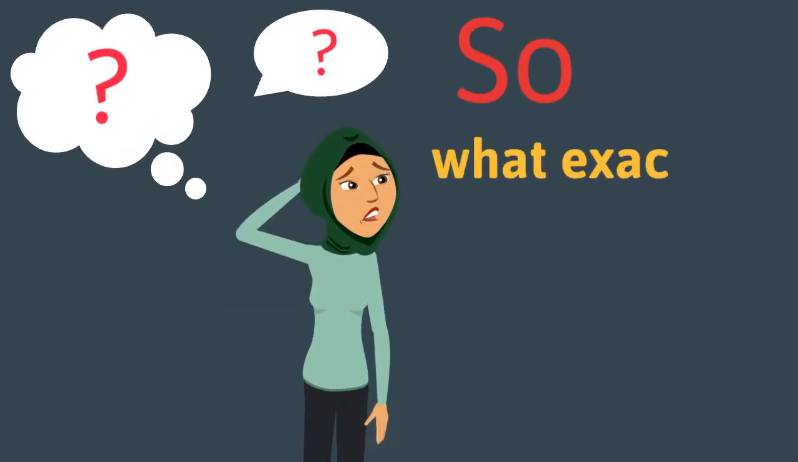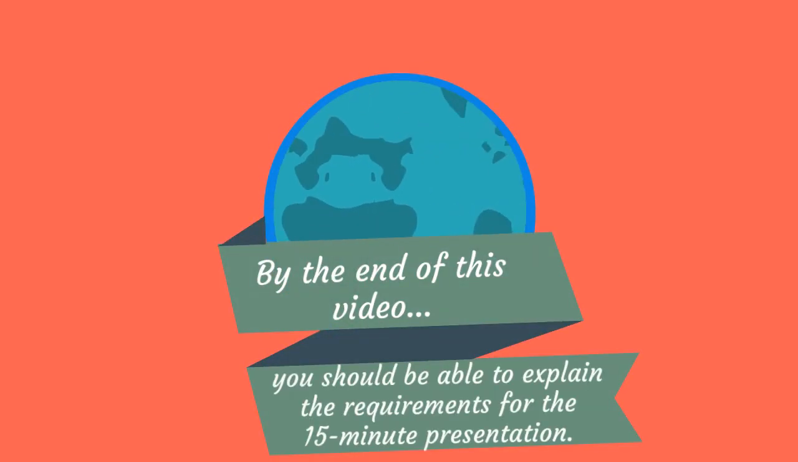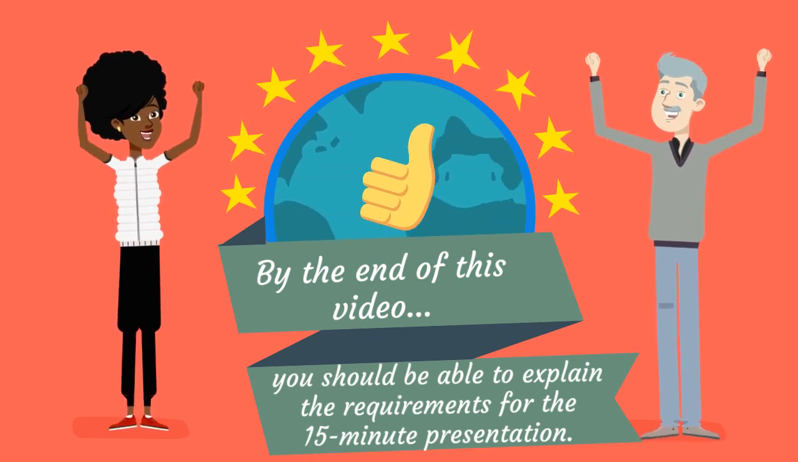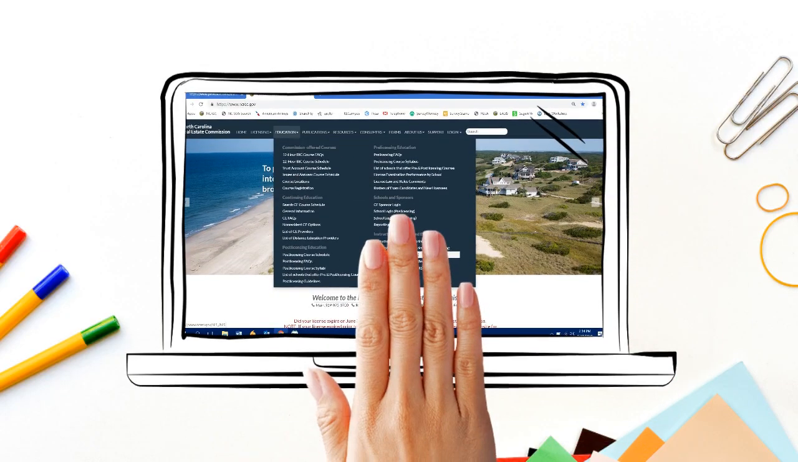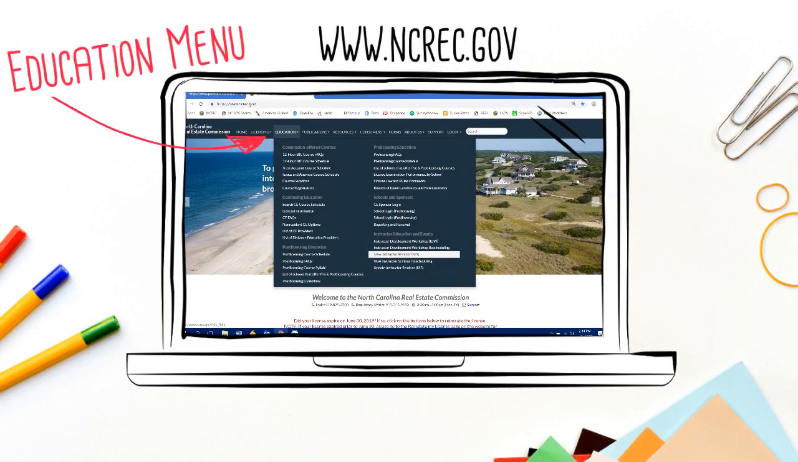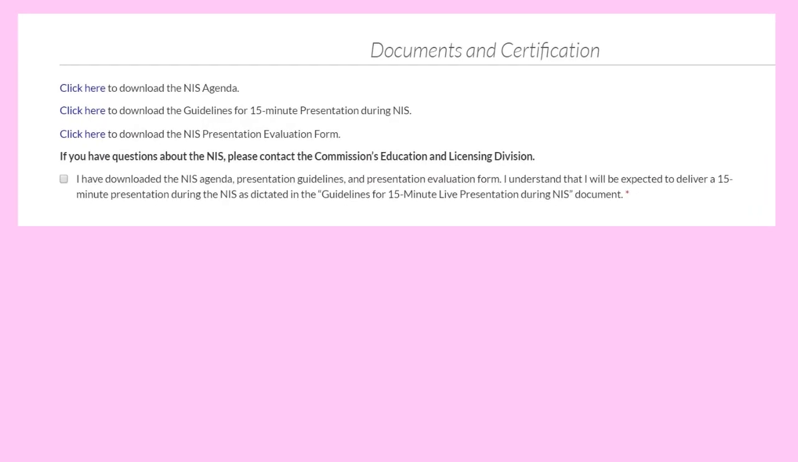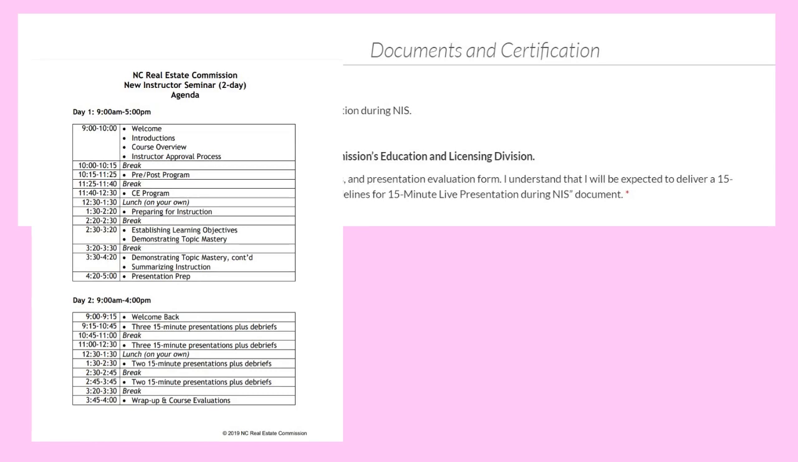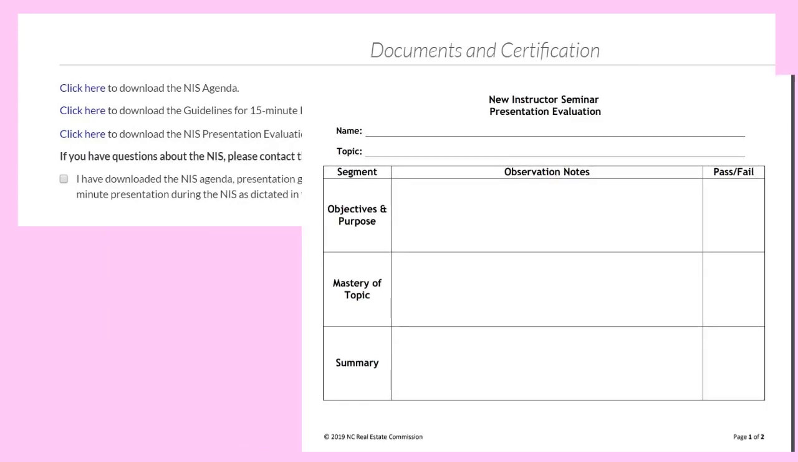So what exactly are you expected to present? By the end of this video, you should be able to explain the Commission's requirements for the 15-minute new instructor seminar teaching demonstration. When you registered for the new instructor seminar on the Commission's website, you were prompted to download 3 documents: the agenda, which shows the schedule for the 2 days, guidelines for the 15-minute presentation, which provide choices for presentation topics, and the evaluation form, which provides the criteria on which your presentation will be graded.